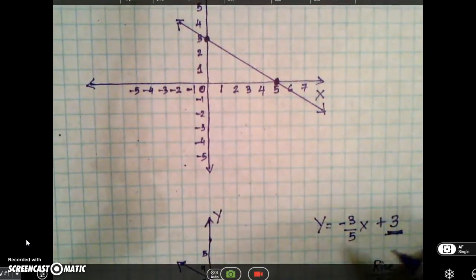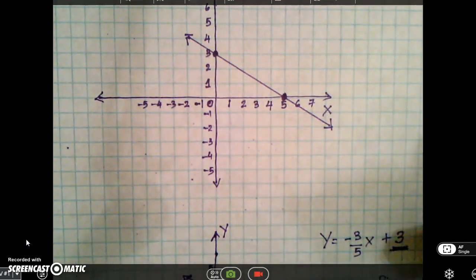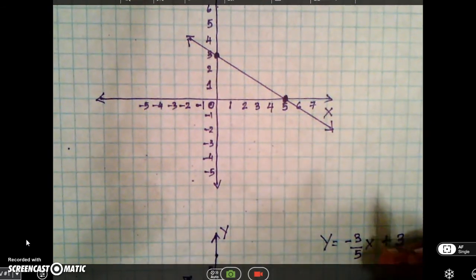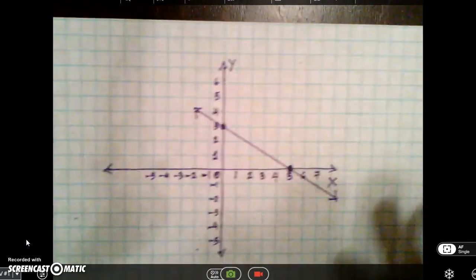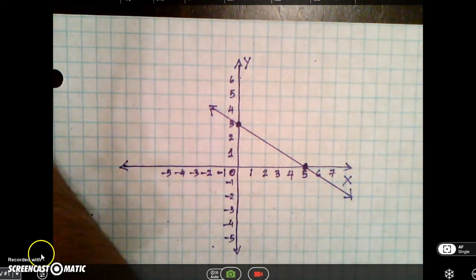So please practice this. Take a couple of equations from your textbook. You will have many in your linear equations, module 6. Take a couple of equations and try graphing them and be familiar with this skill. It will help you a lot when we learn lesson 7.4. So be ready. Thank you.